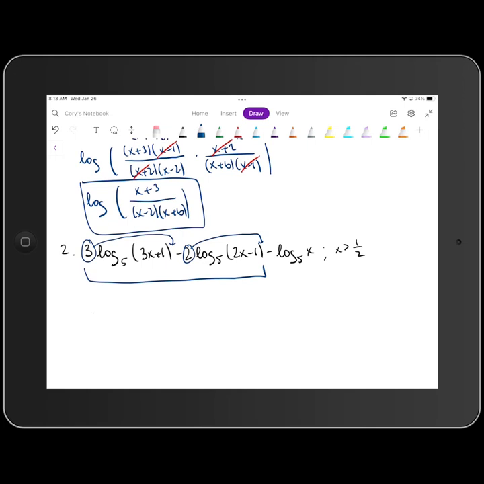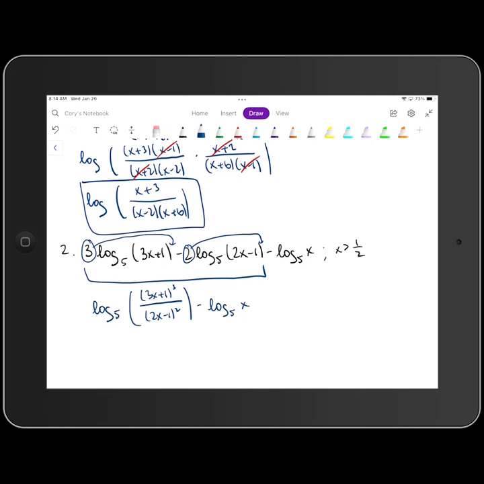So this is going to become the log base 5. Because I'm subtracting 2 logs that share the same base, I can combine into a single log by dividing their arguments. So the numerator will be 3x plus 1 cubed. The denominator is going to be 2x minus 1 squared. And then we're going to subtract the log base 5 of x.